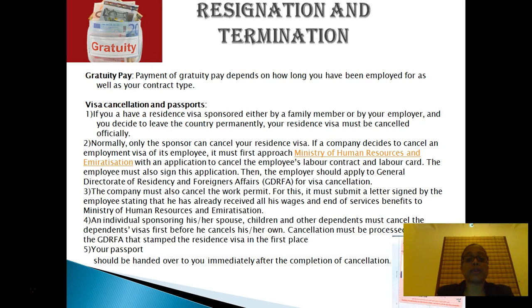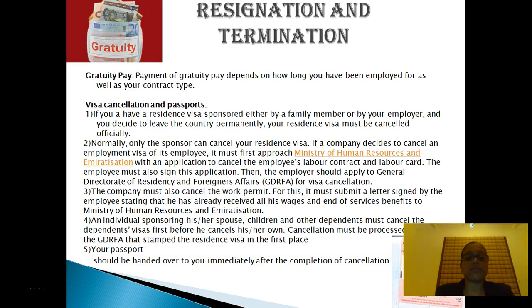If the company decides to cancel an employment visa of its employee, it must first approach the Ministry of Human Resources and Emiratisation with an application to cancel the employee's labor contract and labor card. The employee must also sign this application. Then the employer should apply to the General Directorate of Residency and Foreign Affairs for visa cancellation. The company must also cancel the work permit. For this, it must submit a letter signed by the employee stating that he has already received all his wages and end of service benefits to the Ministry of Human Resources and Emiratisation.